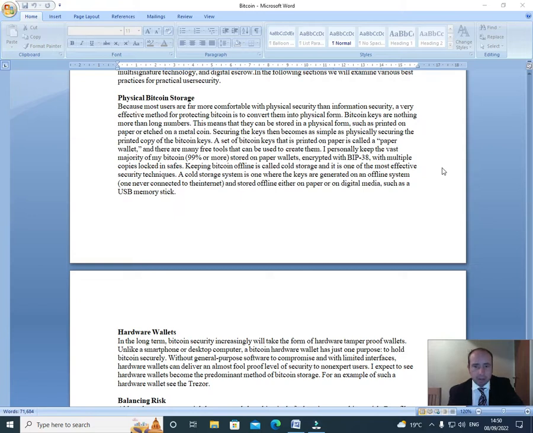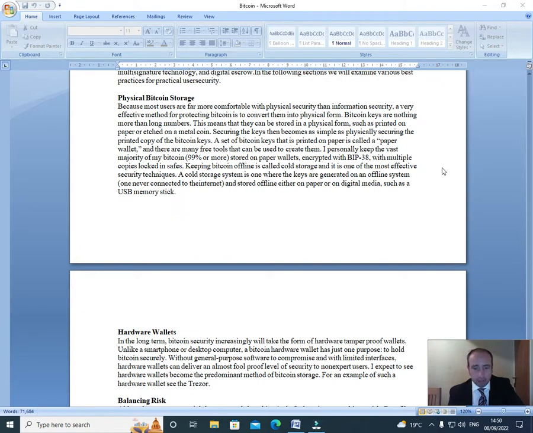A set of Bitcoin keys that is printed on paper is called a paper wallet, and therefore many free tools can be used to create them. I personally keep the vast majority of my Bitcoin, 99% or more, stored on paper wallets encrypted with BIP38 with multiple copies locked in safes.